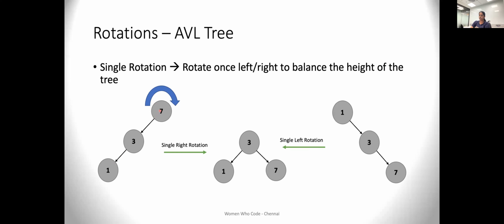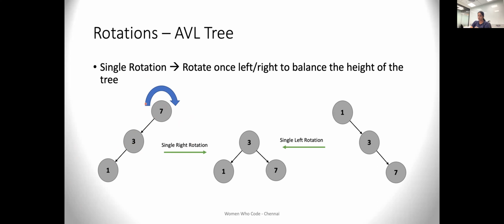Height of this tree, 7, 3, 1. Correct. So the height of the tree is 2. In this case, the height of the right subtree is going to be 0. So 2 minus 0 is 2, and it is not an AVL tree. We cannot call it an AVL tree. So what do we do? We have to do a single rotation.